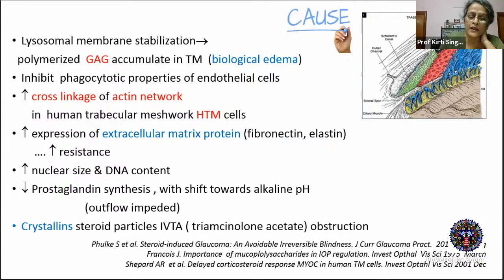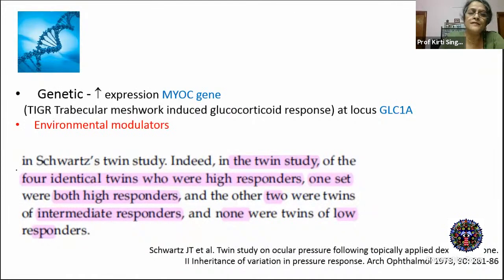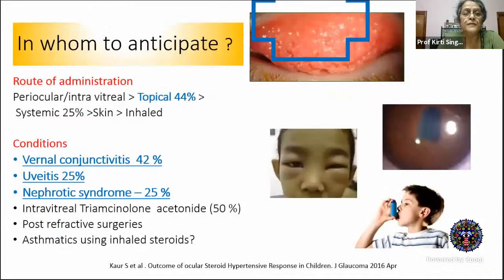Some aspects of angle closure happen because crystalline steroid particles of intravitreal triamcinolone acetate can cause obstruction of the trabecular meshwork. Is there a genetic locus? Yes, there is. There is increased expression of the myocilin gene, or the TIGR-induced response, at locus GLC1A. However, later studies have said that this may not be so much of a problem, more of environmental modulators. However, there have been naysayers because of this very famous Schwartz study in which they took twin patients, with four identical twins who were high responders. One set were both high responders, two were intermediate, and none were low responders. So this is a very interesting study which points to some genetic markers.